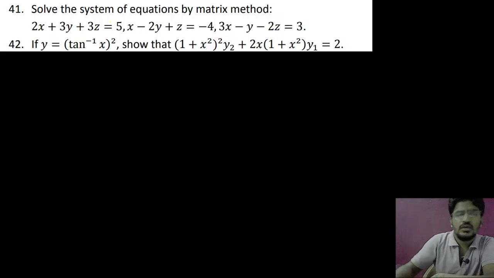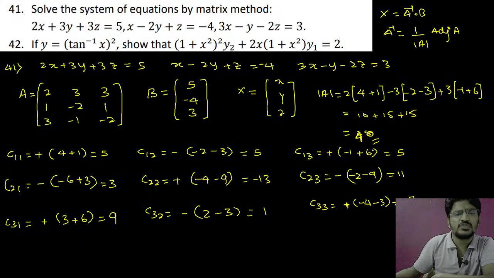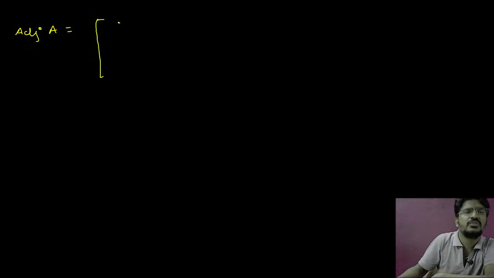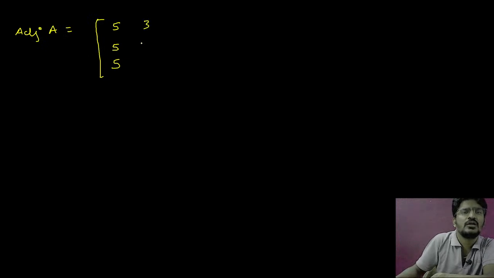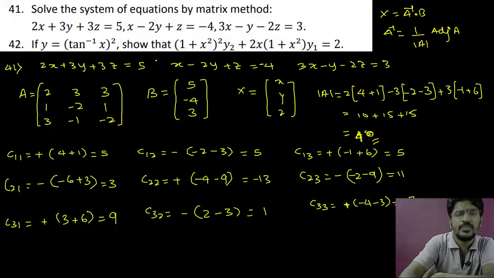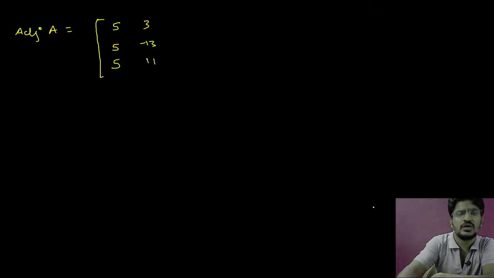Now we can write the adjoint of A. Just see, the first row has to be written as the first column, so we have 5, 5, 5. The second row will be the second column, 3, minus 13, 11. And the third row will be the third column, that is 9, 1, minus 7.